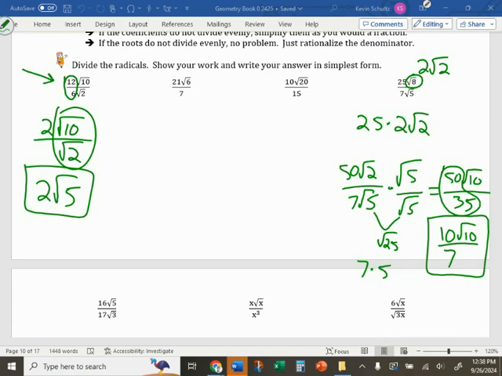Five root 5 becomes 25, which is 5, but don't forget about this coefficient 7.